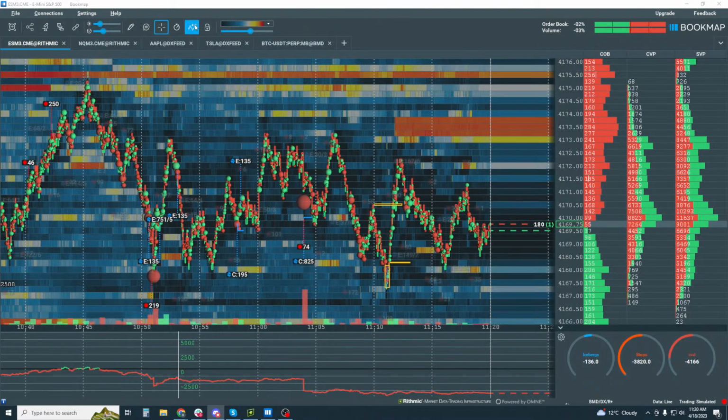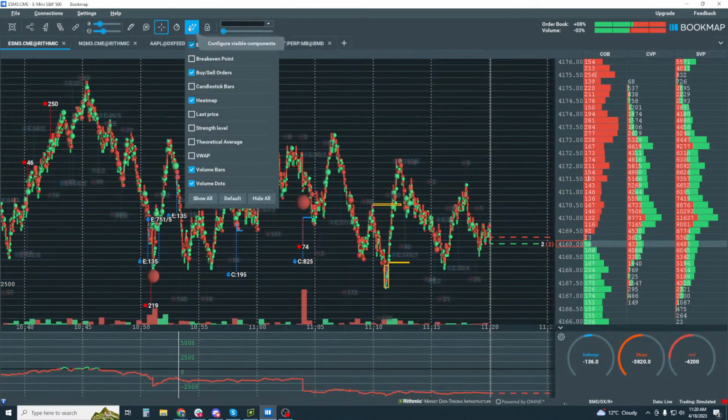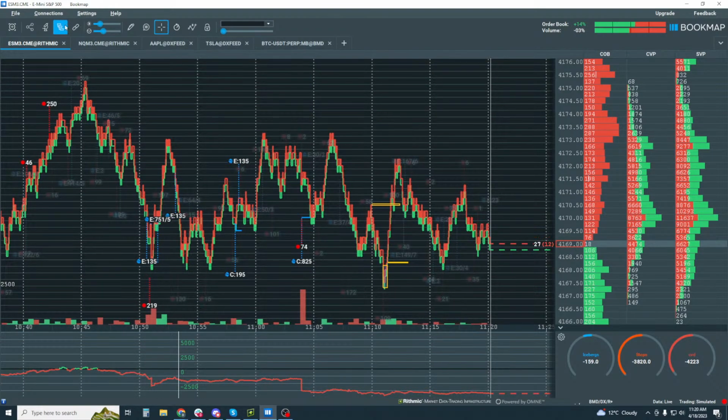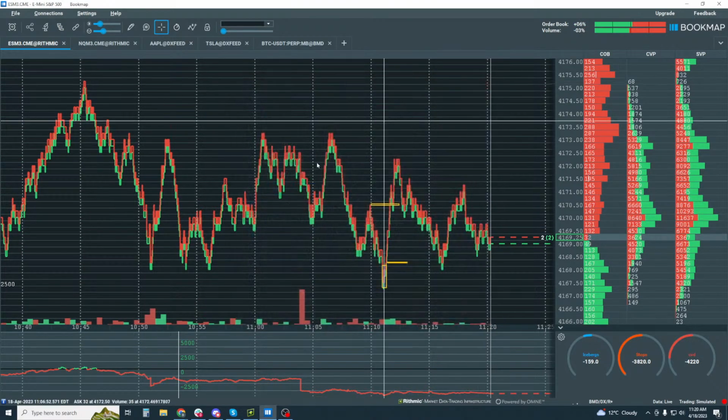Okay, we can take volume dots off here. We can take everything off except for the market, best bid and offer, streaming best bid and offer. Okay, and let's take off our stops and icebergs as well, just for a moment. And look at the market structure.